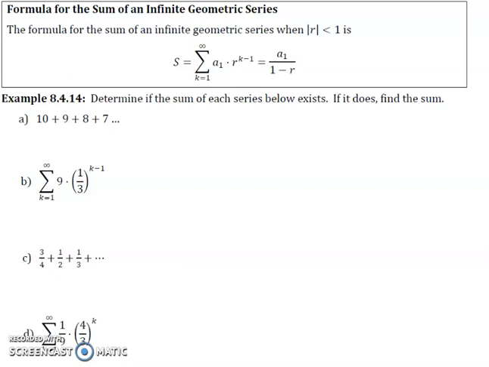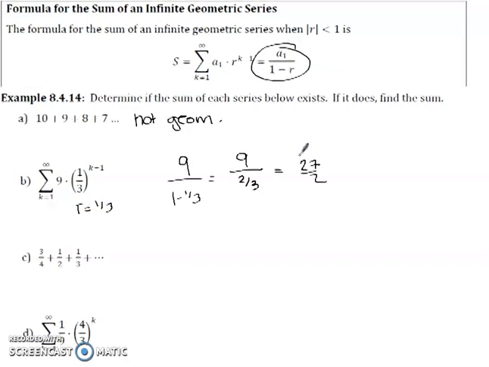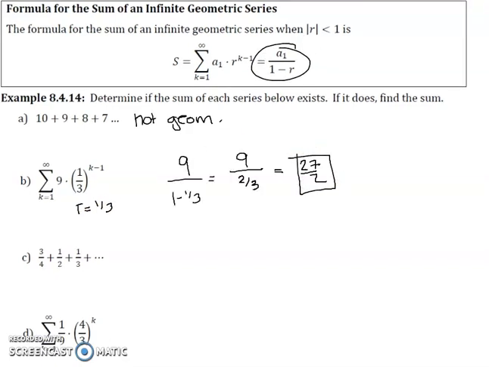So we're going to go ahead and evaluate, if they are defined, what the value of the series is. A is not geometric. B is geometric with an r value of 1/3, so I use the formula shown to evaluate. I get 27/2, and you can check the last two.